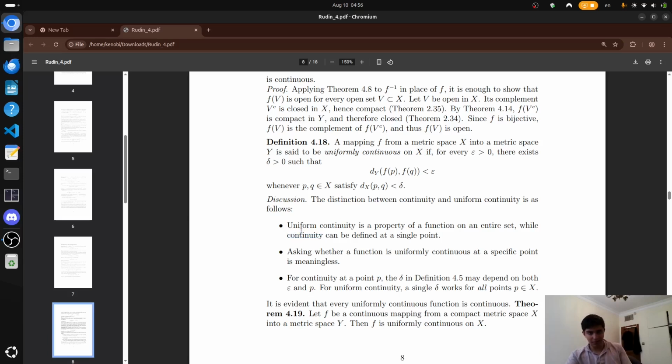Now, a really interesting thing is that for continuity at a point p, the delta in definition 4.5 may depend on both epsilon and p. For uniform continuity, a single delta works for all points p in X. The reasoning is that when you choose epsilon and p, you don't need to choose any more than one delta value, because all you need is one neighborhood where p and q are within one distance of each other. All you want is one distance, so you only need one delta when you choose epsilon and p.